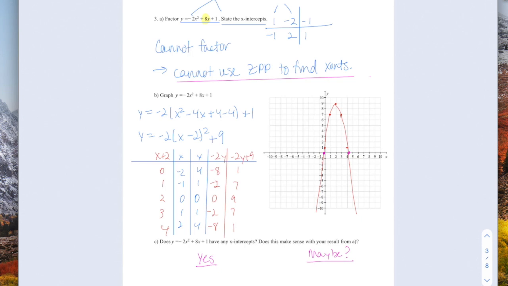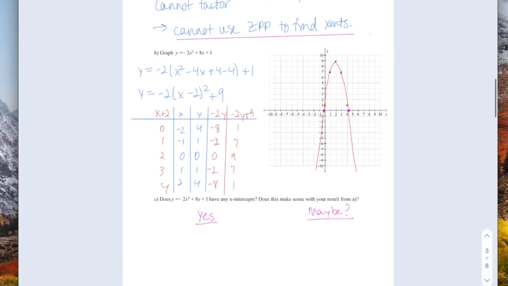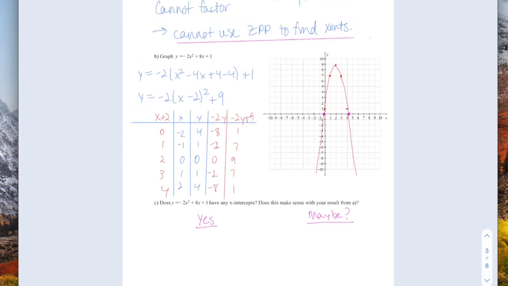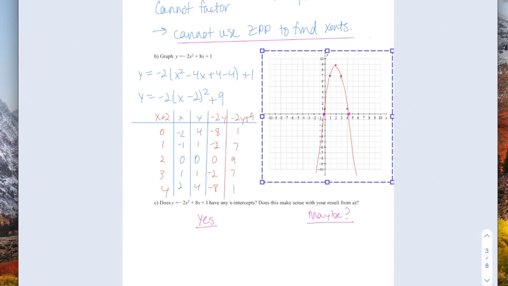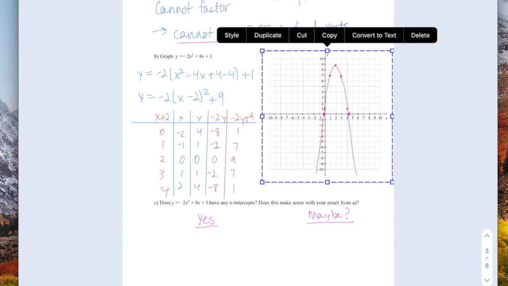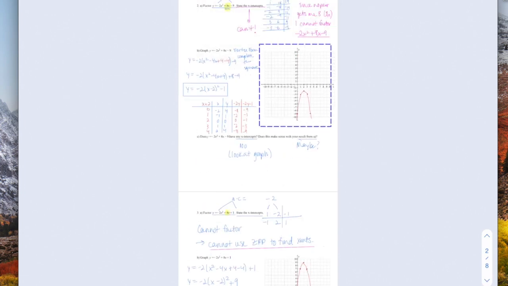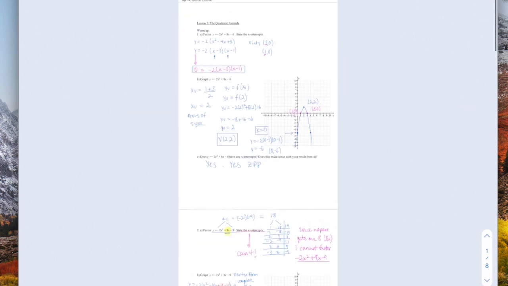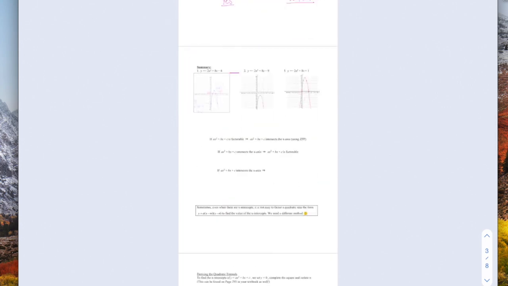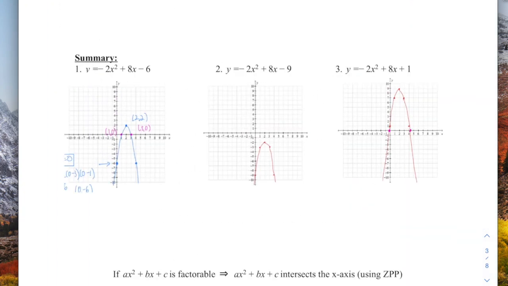So essentially, what I wanted to do is summarize these 3 cases, and what we'll notice here is that in question number 3, so this guy, it's very clear that we have x-intercepts, but they're very ugly. So let's copy our results to the next page, and we can summarize. Okay, so let's just take a moment now to summarize the 3 examples we just looked at. So number 1 was factorable.